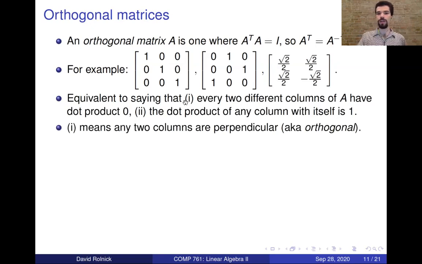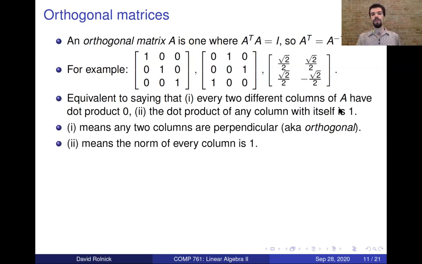So condition number 1, every two different columns have dot product 0, means that any two columns are perpendicular vectors. And the reason for the term orthogonal is that that's also called orthogonal. Any vectors are orthogonal if they are perpendicular. It's the same thing. The second thing means that the L2 norm of every column is 1.